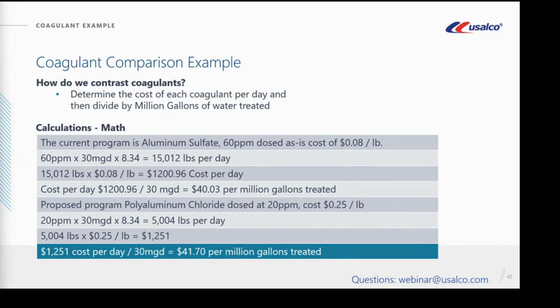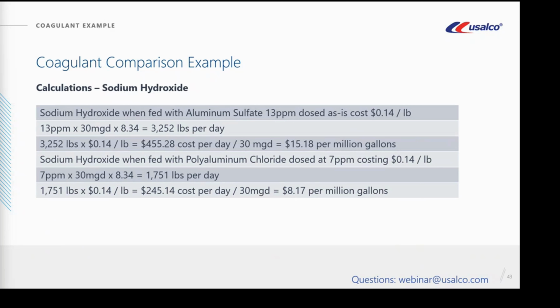And then we divide that by 30, which would equal $41.70 per million gallons treated. We now have our two coagulant costs. For this scenario, we also calculate the sodium hydroxide demand difference between the two programs because that can be substantial.